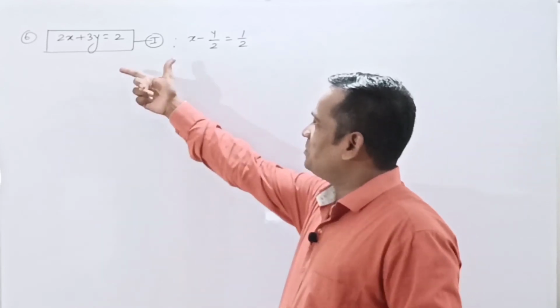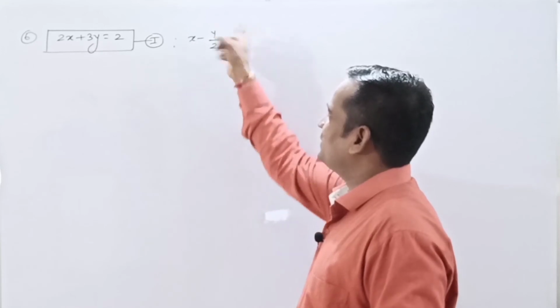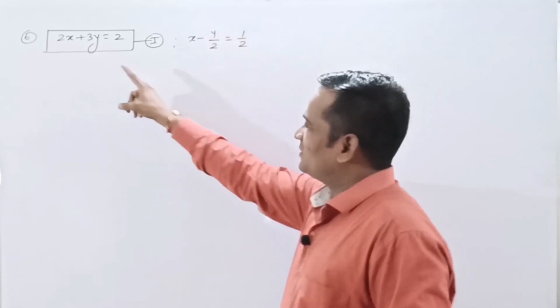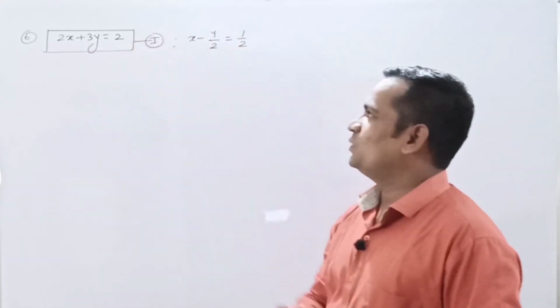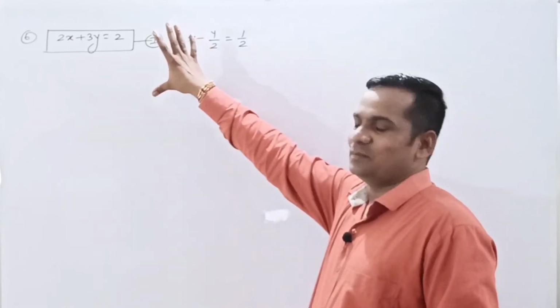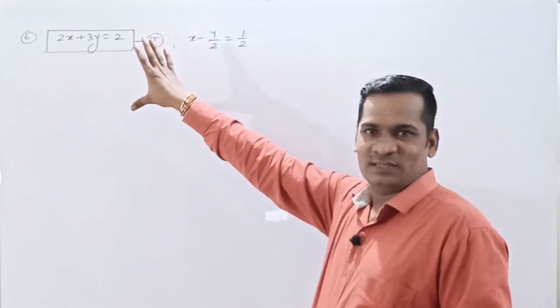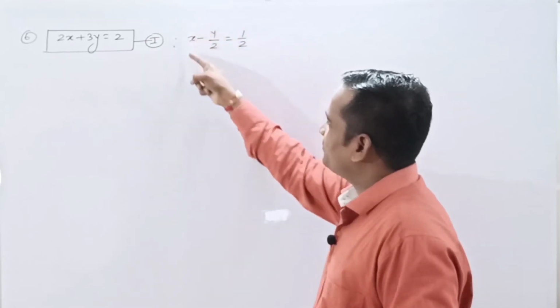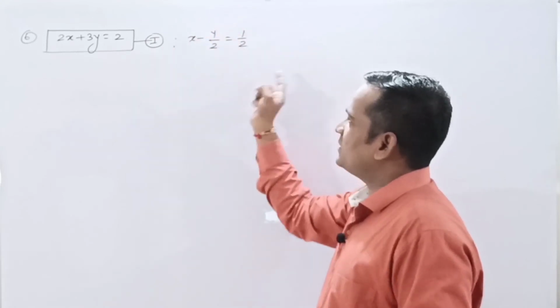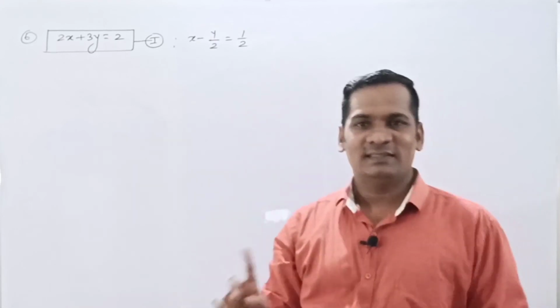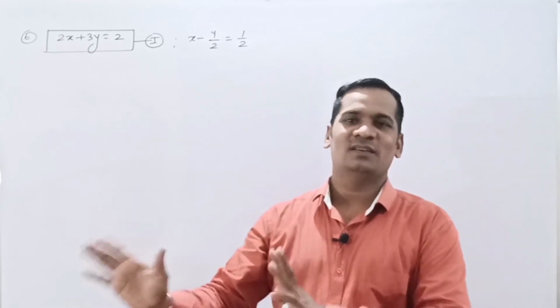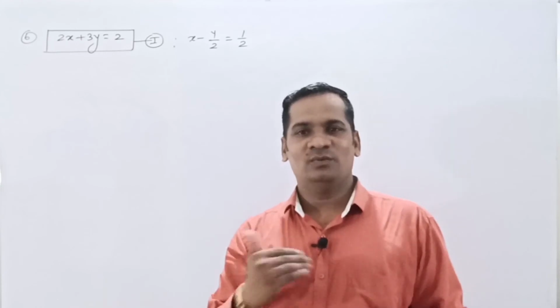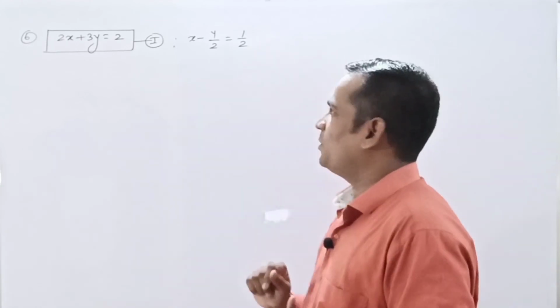But look at the first and second equations. The first equation is 2x plus 3y is equal to 2. Now this is the simultaneous equation, and look at this second equation. This second equation is not in a standard form, that is ax plus by is equal to c. Now we have to convert this equation into a standard form.